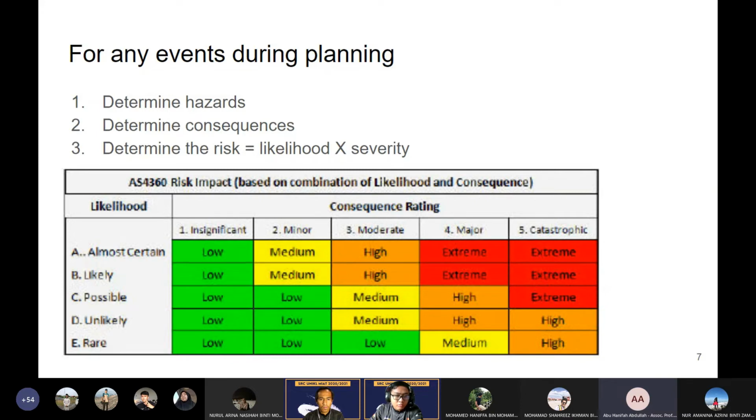For example, when I was talking about coming to me and riding a bike, what would be the mitigation? You wear helmets, you wear jacket, and obviously you must ride according to the rules. So those are mitigations. And those mitigations you have to practice.